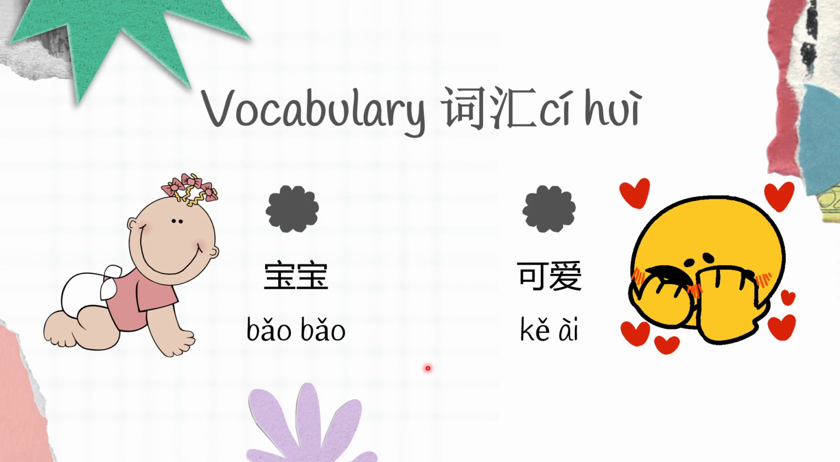Moving on to the next slide, we have 宝宝 and 可爱. The meaning of 宝宝 is baby and 可爱 is cute. Let's read together, guys. 宝宝,可爱.